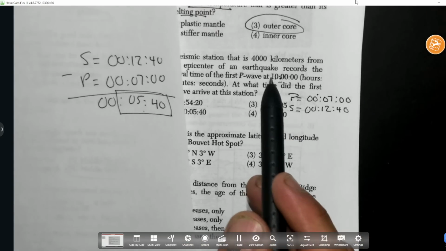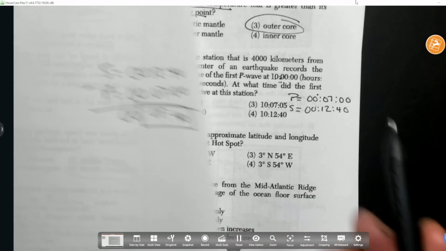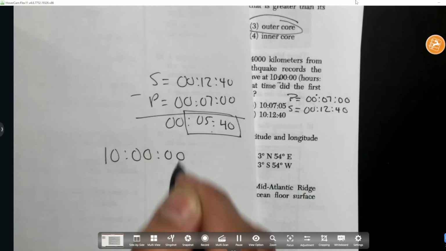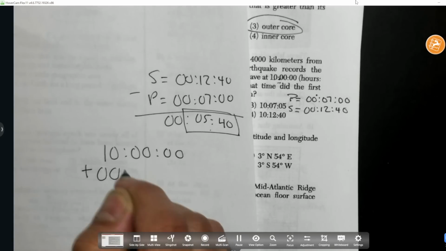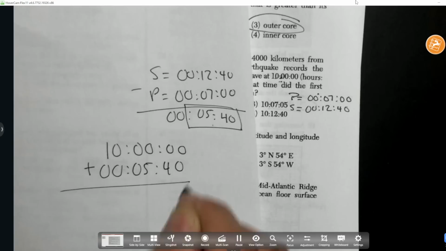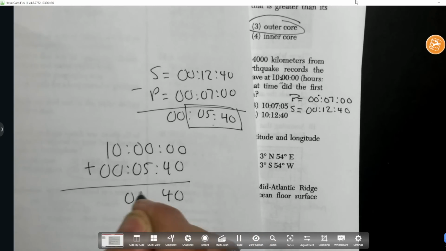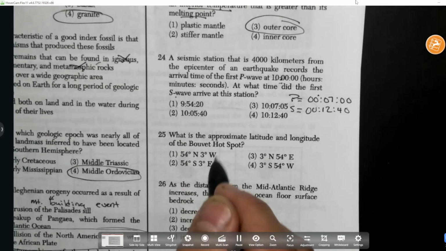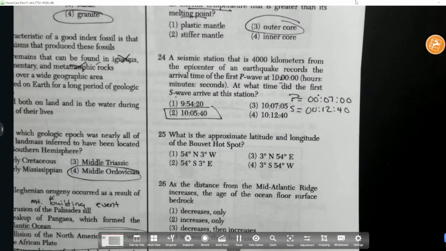Now, if we know that the P wave was felt at 10 a.m., all I got to do is get 10:00:00 and add 00:05:40. That'll give me 10:05:40. Our answer would be 10:05:40. So maybe not the simplest one, maybe not the most straightforward one, but you have to be able to determine what you're looking for.